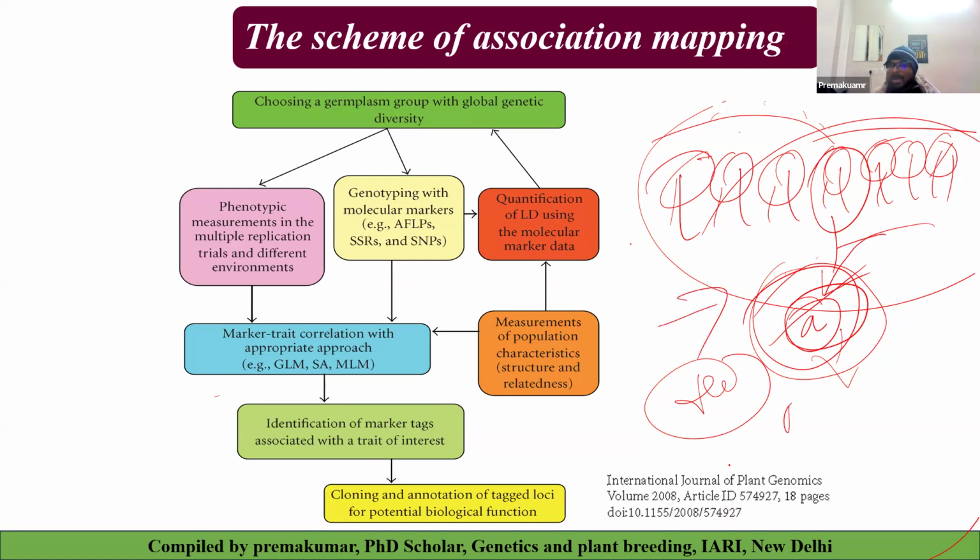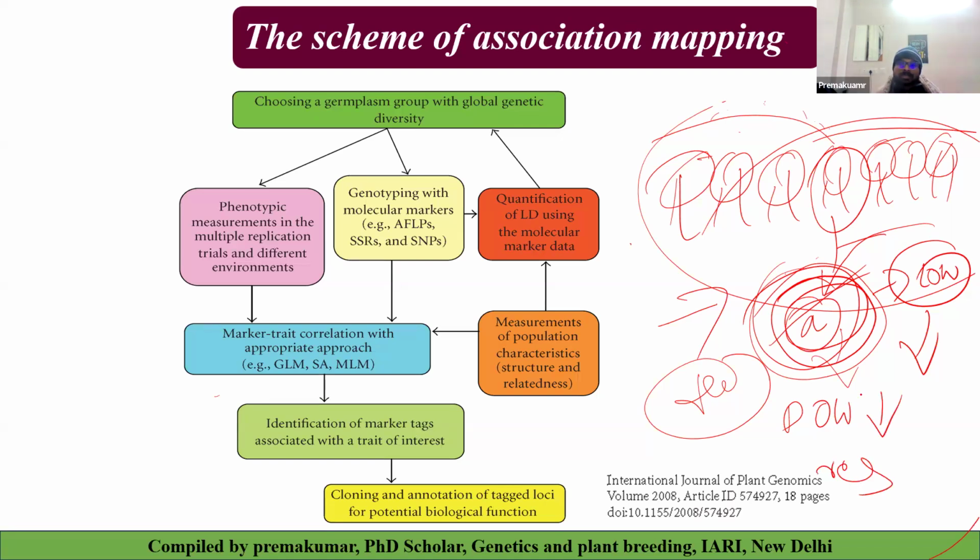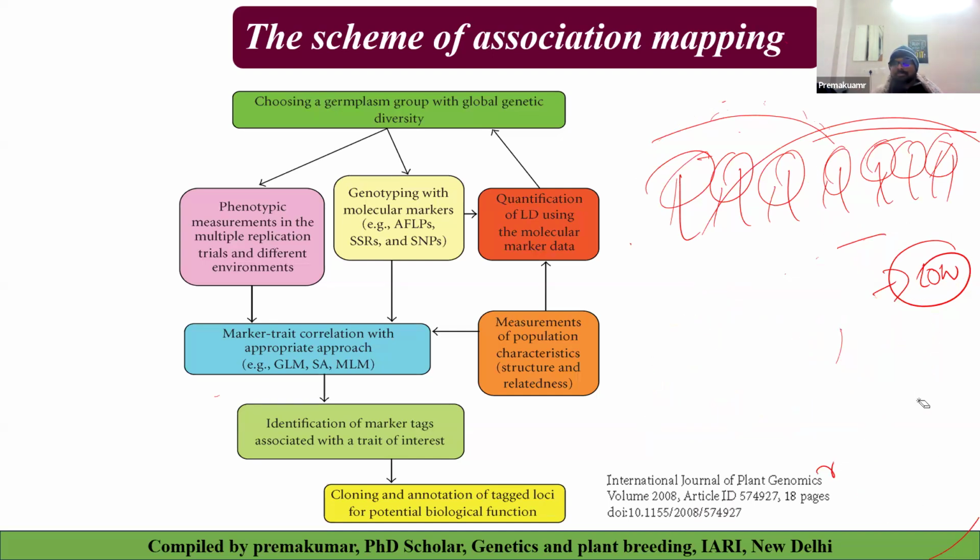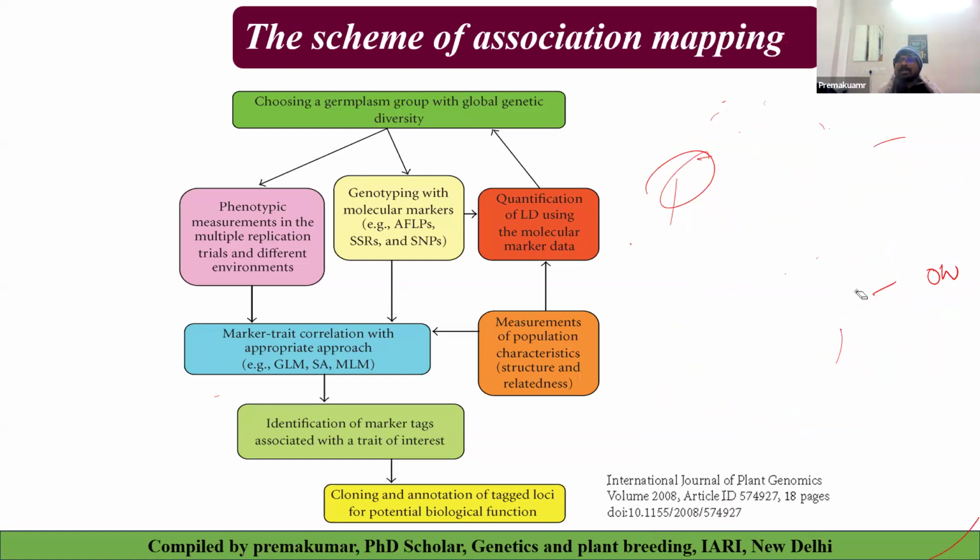That's why the probability of mapping these rare alleles, which are present at very low frequency, is very low. That's why power is very, very low. But resolution is very high, because we are tapping the evolutionary recombinants. So in association mapping, power is very low but resolution is high. In QTL mapping, the power is very high and the resolution is very low. Now I think you got it.